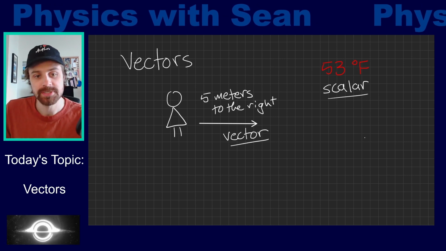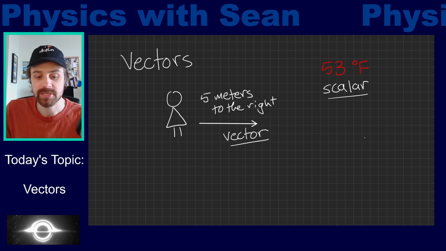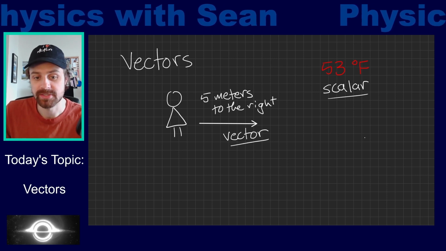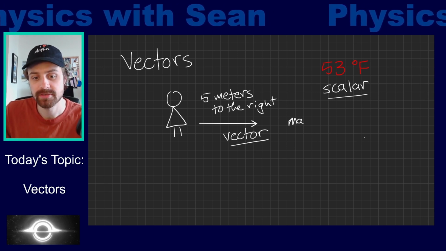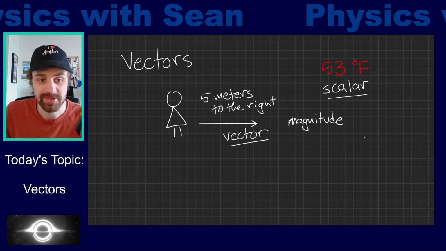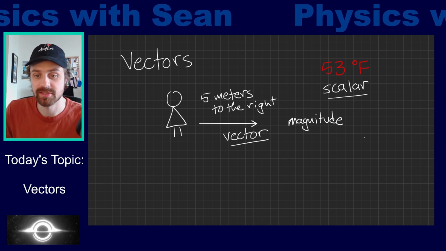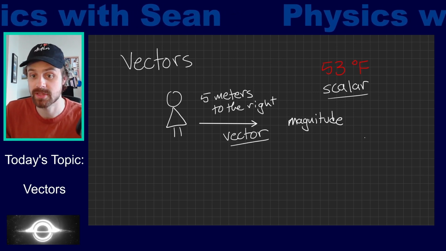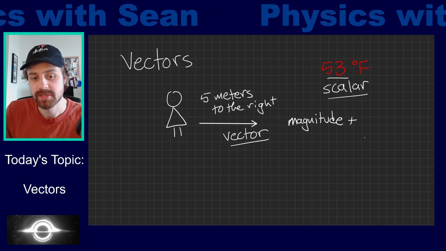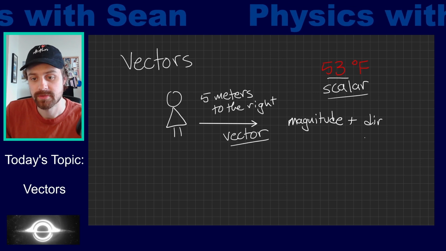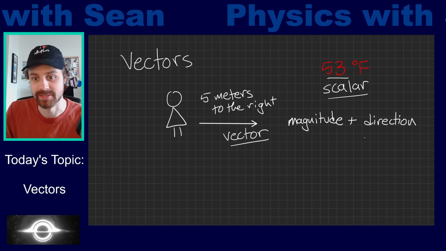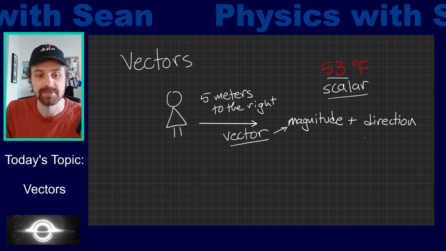A vector is very specific that it requires some information about directionality. And so the components of a vector are the magnitude of whatever thing we're talking about, in this case the 5 meters, or in the case of the temperature, the magnitude is 53, plus the direction that magnitude is pointing in. Those two things together are our vector.